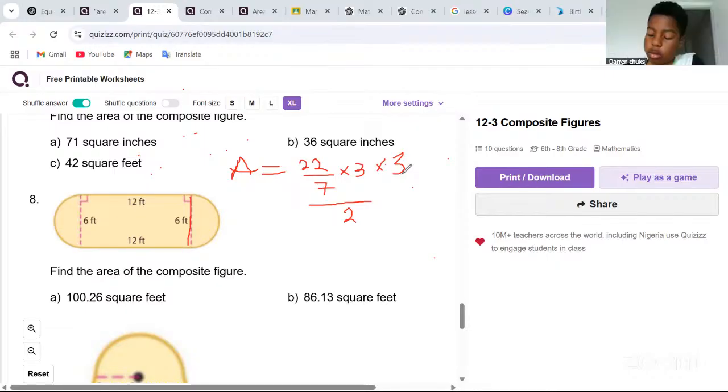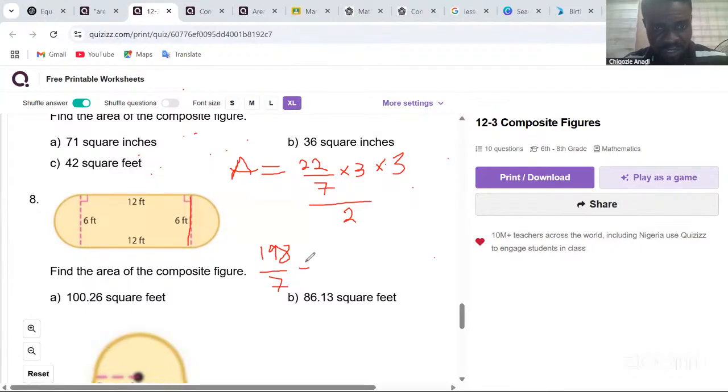That would give us 198. Very good. So we'll be having 198 all over 7 divided by 2, all over 1. In order for us to solve this, we change our division to multiplication.